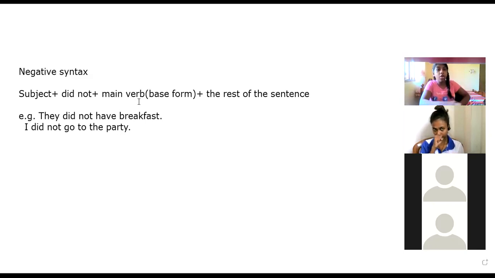No. Why? Why is it not correct? Can you say the sentence again, please? If I say I did not went, is it correct? No, it is wrong. The word did means past tense, and you don't have to use past tense in the main verb. Very good. You don't have to say went. You have to use the base form go. I did not go.